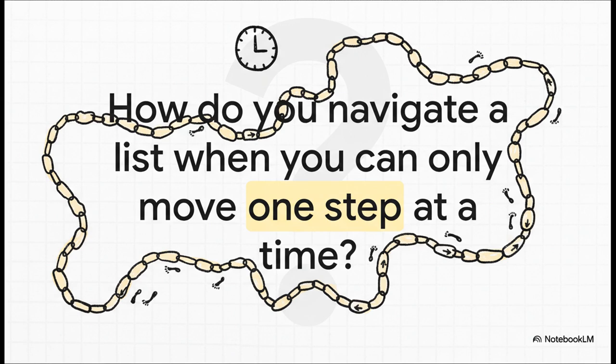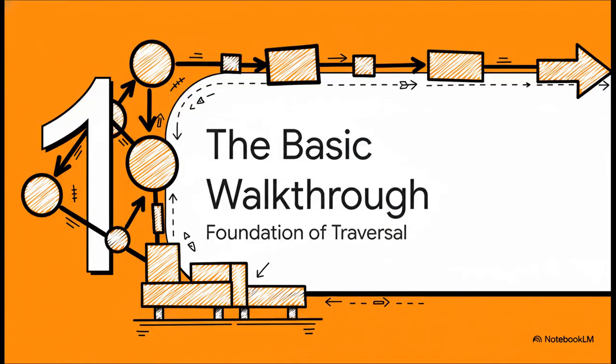If you can only move forward one step at a time, and you can't just jump to an index like you can in an array, how in the world do you navigate one of these things effectively to solve complex problems? Well, it all starts with the absolute bedrock of linked list techniques, the basic walkthrough. This is the foundation that pretty much everything else is built on.